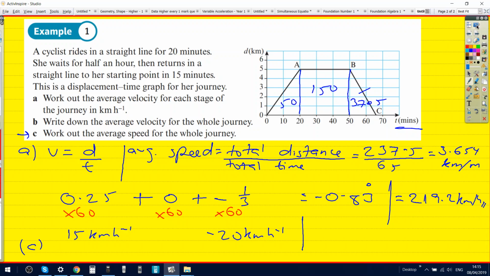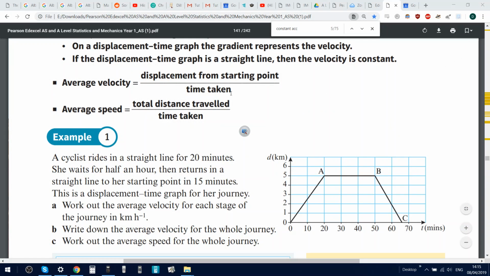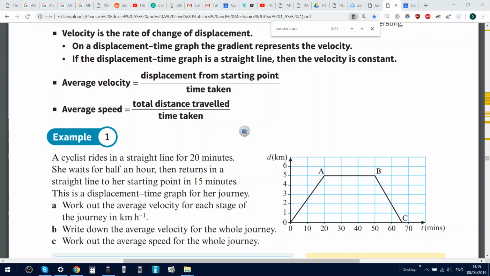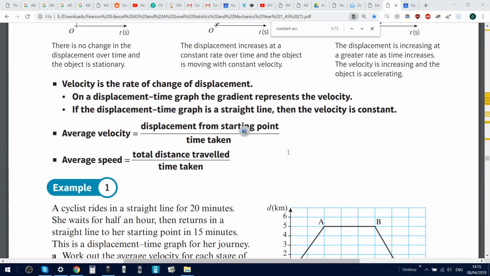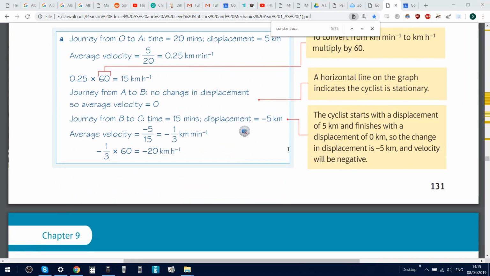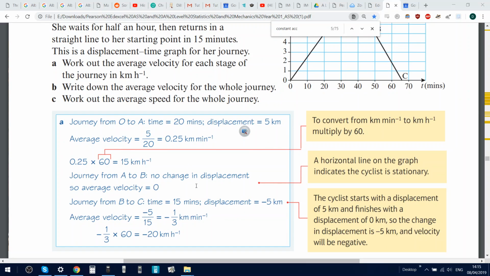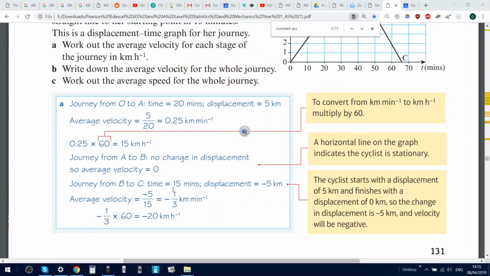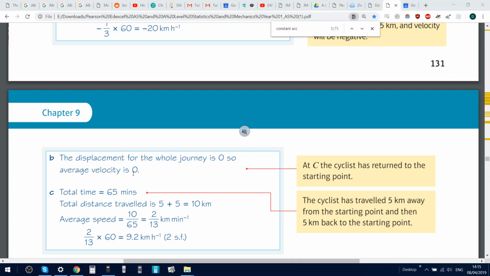That's the simplest way. Let's take a look at the velocity way. So average velocity is displacement from the starting point over the time taken. Well, what is the displacement from the starting point? Well, 0. Yeah, I think that's just going to be 0. And so speed is a different thing. Let's see. So A, they broke it down. They got minus 5, minus a third. In kilometers per hour, minus 20. Let's see. Part B, displacement was 0.